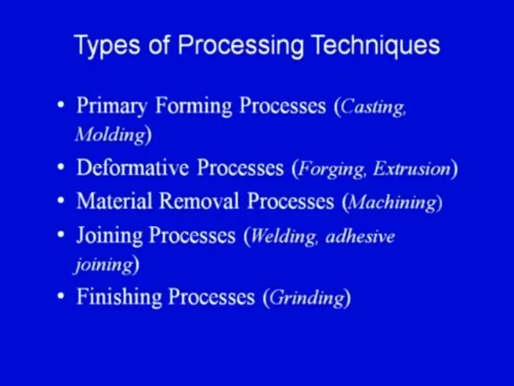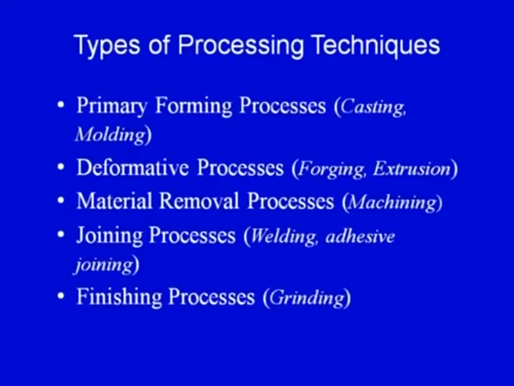On your screen you can see that we have primary forming processes. There are a few examples of the primary forming processes, that is casting, molding. So these processes fall under the primary forming. Then we have deformative processes such as forging, extrusion. There can be other processes also which fall under the category of deformative. These are just two broad examples, like forging and extrusion. There you can have wire drawing, you can have tube drawing. So, all these processes fall under the deformative processes.